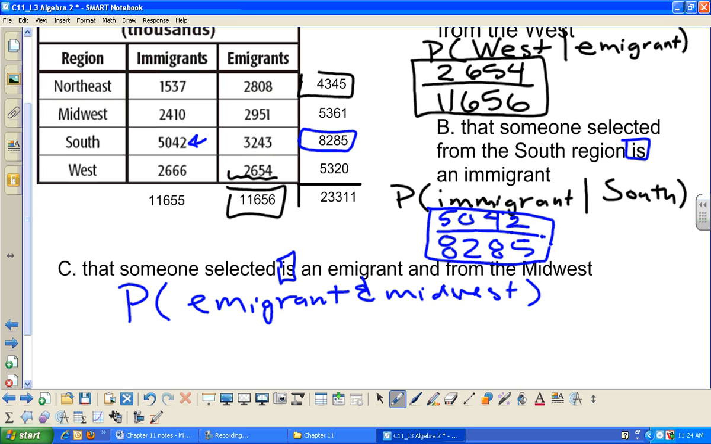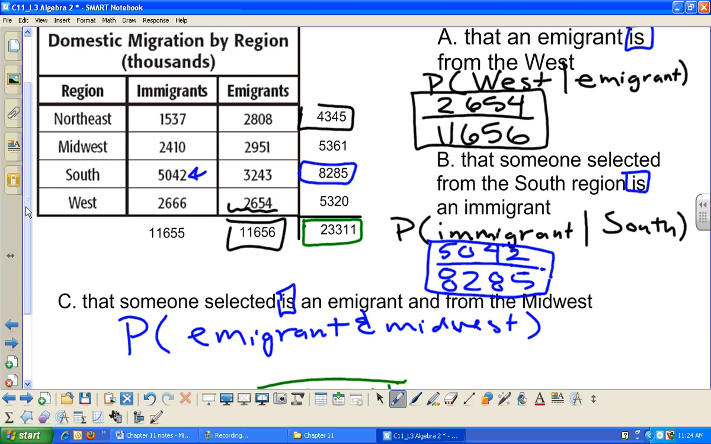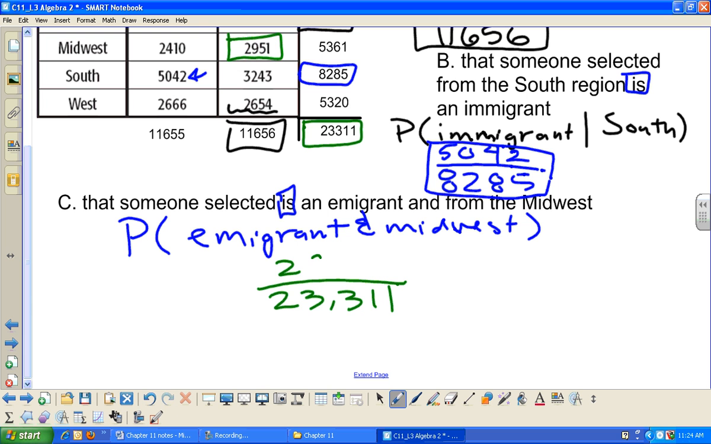So I take my total number out of all of the people, which is 23,311. And I'm going to be looking in the box immigrant Midwest. My immigrant Midwest is 2,951. So this would be my answer. Again, you should always write your probability statement before you attempt these problems.